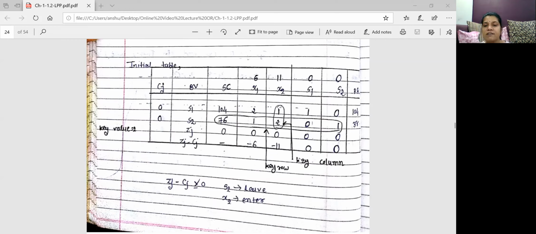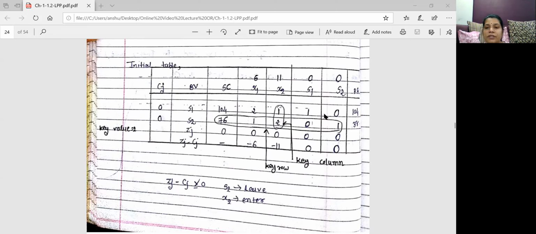So कौन सा वेरिएबल एंटर होगा? Yes, the largest number with negative sign, or the minimum number. So what is the minimum number? Minus 6 or minus 11? Obviously minus 11. So we enter the x2 variable. Okay, so x2 variable is our key column. Again, if one variable is enter, then the other variable leave होगा.